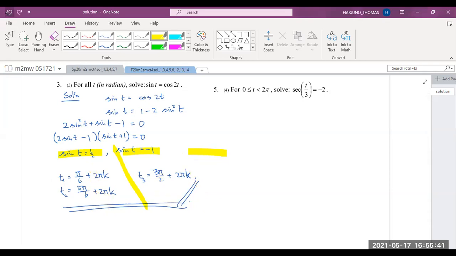Okay, now if you want to pile them up on top of each other, then you use the bullet, the one I showed you earlier. Okay, now this is for all solutions in radian, for all t in radian. That's why I need to put plus 2 pi k. Okay, that's for number 3.